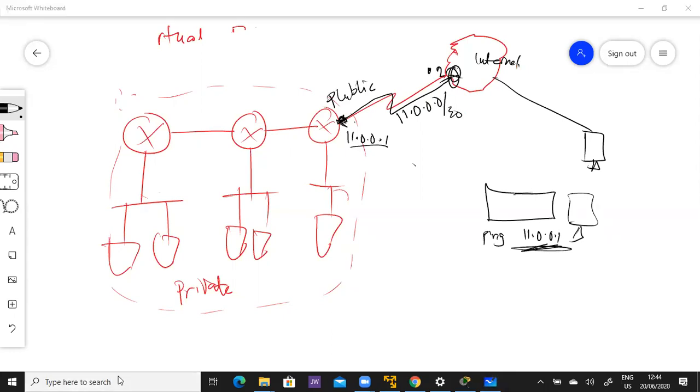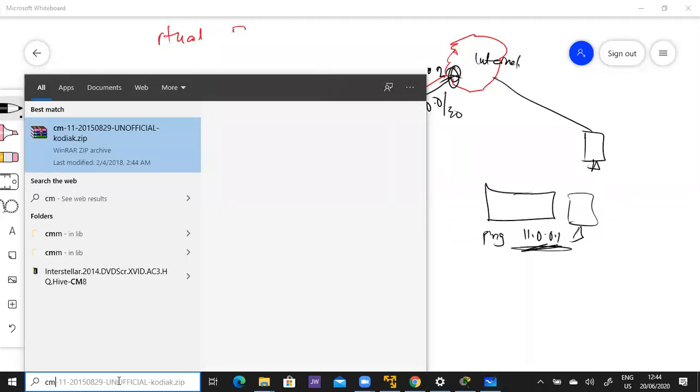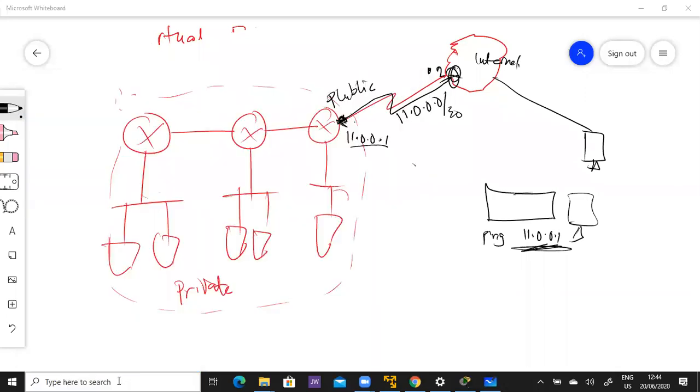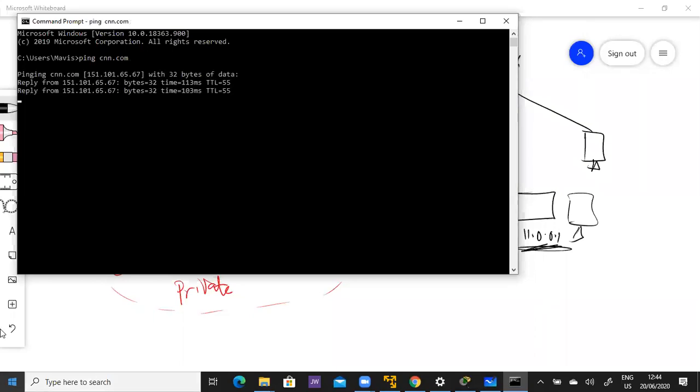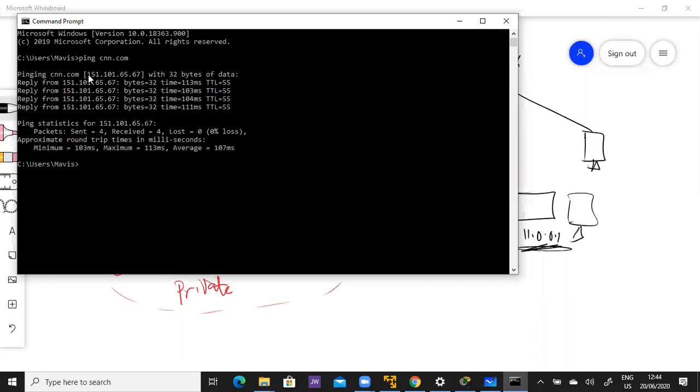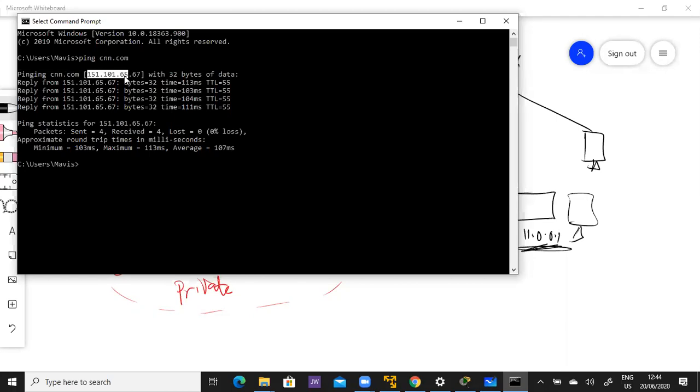I'm going to ping a certain public IP. So I pick up the command prompt, and I'm pinging CNN.com. It's responding. You see, that is their public IP, 151.101.65.67. There's a DNS server that resolved this domain name to an IP address. And that's their public IP. You see, it's accessible everywhere.